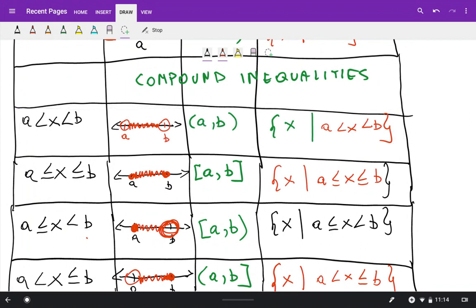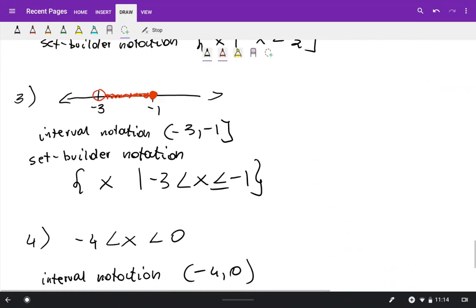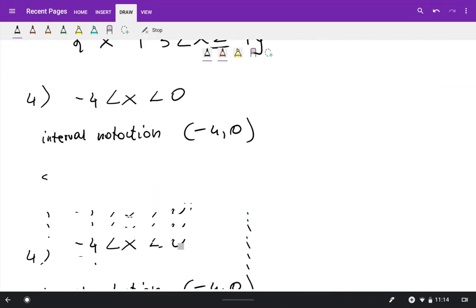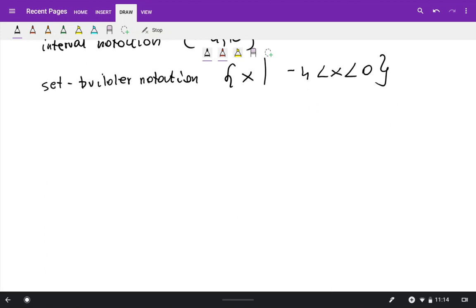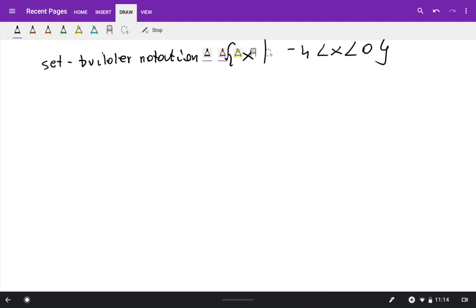Okay. So now we need to write the set builder notation. So all the x's such that x is greater than a, less than b. So in our case, the set builder notation is all the x's such that, and you just copy that inequality: -4 is less than x and x is less than 0. Okay, so we practiced writing interval notation and set builder notation, and let's talk about addition and subtraction properties of inequalities next.